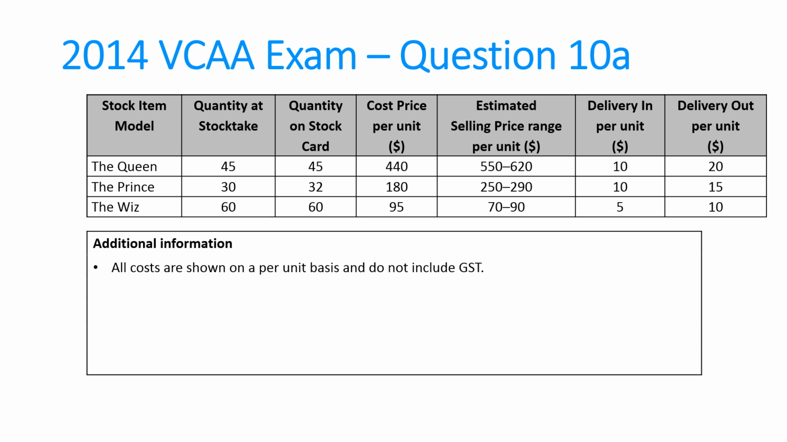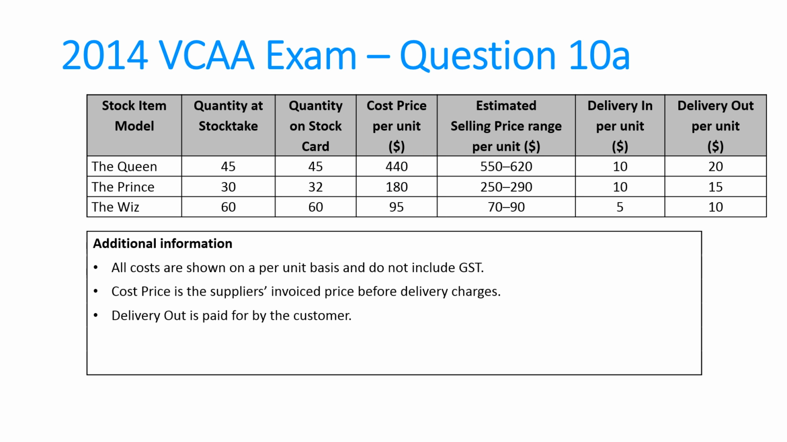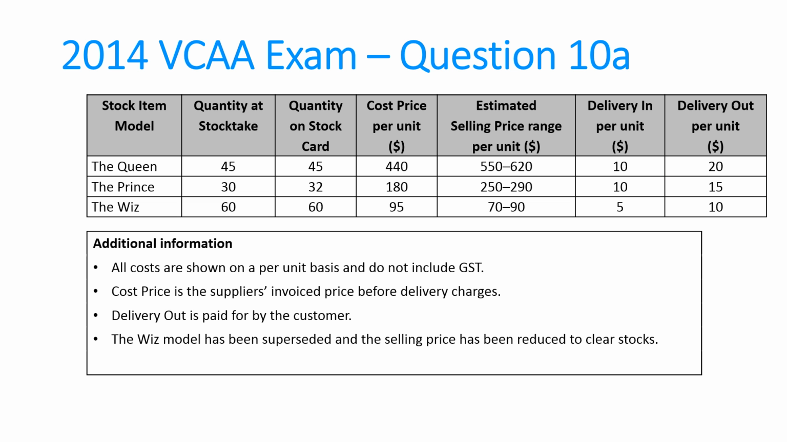All costs shown are on a per unit basis and don't include GST. Cost price is the supplier's invoice price before delivery charges. So we're talking about this number here. That's just simply how much we were charged by the supplier. Delivery out is actually paid for by the customer. So this won't be an expense for us. That's actually going to be incurred by the customer.